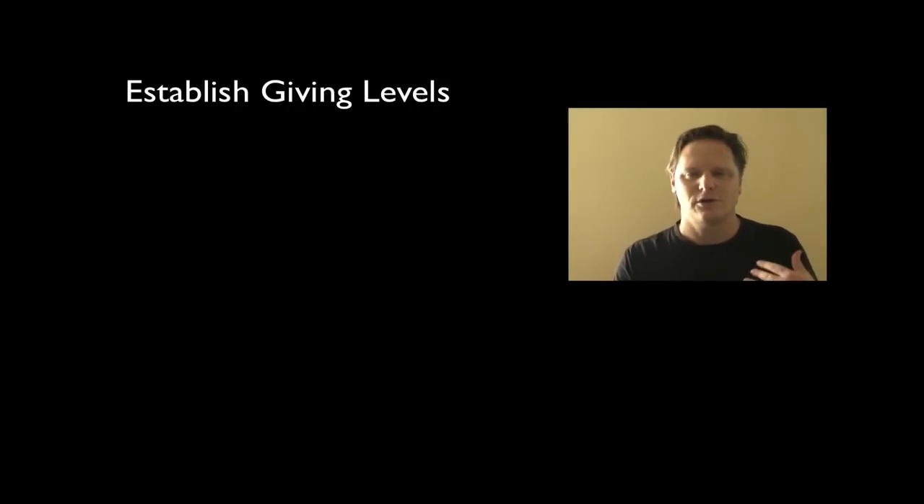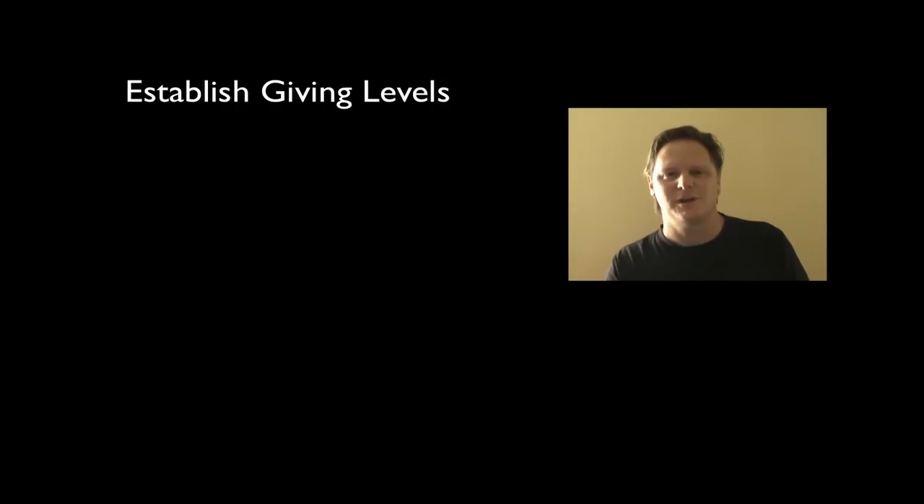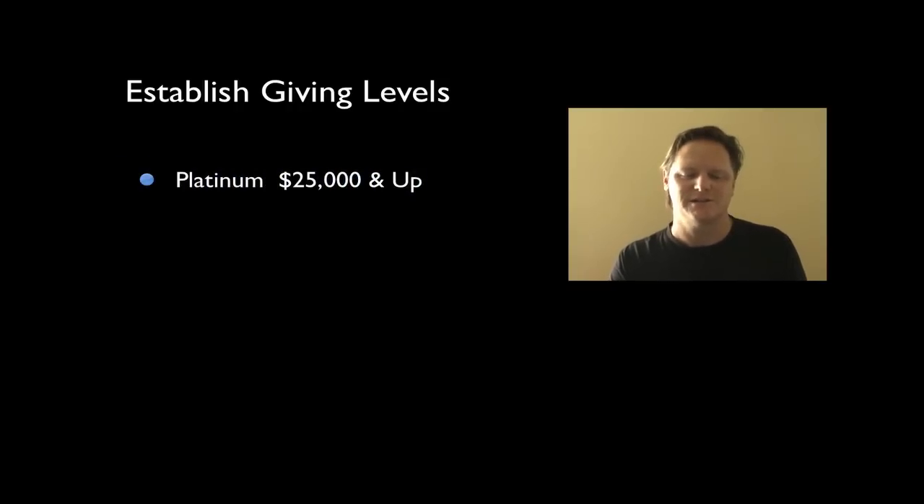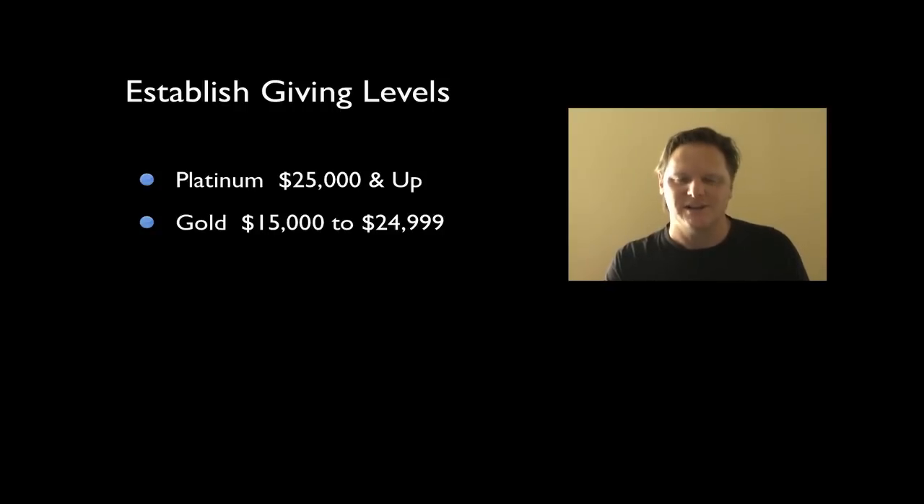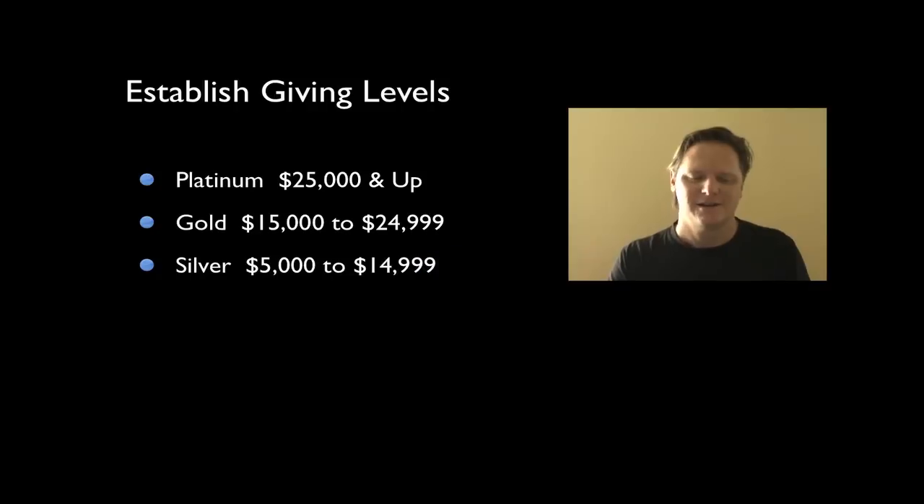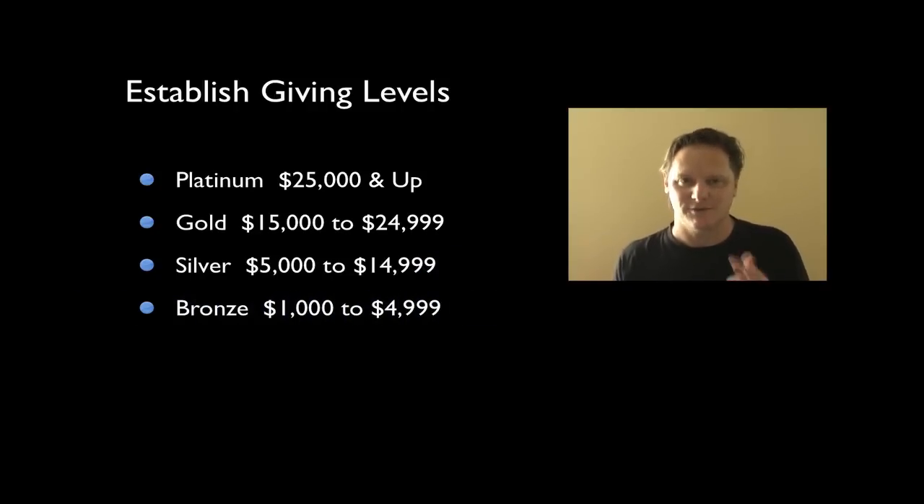Now, for the purposes of demonstration, I'm going to pick some really generic ones. We're going to start with something like this. For anyone who's given a lifelong amount of $25,000 or higher, we'll make it a platinum. The next level we'll make gold, which is 15 to 24,999. Silver, 5,000 up to 15, and bronze would be 1,000 up to 5,000.